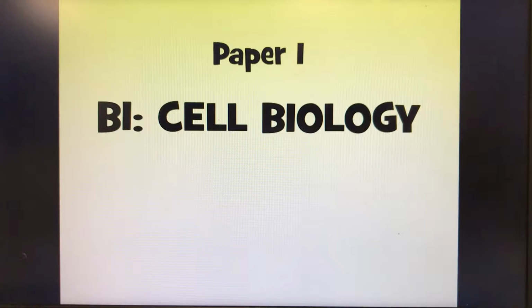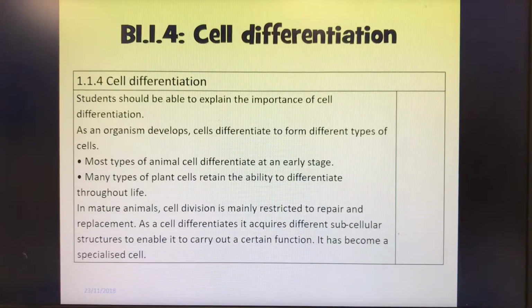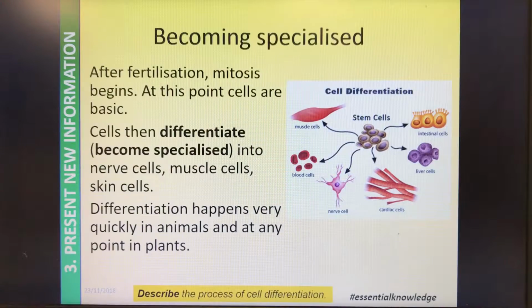This video is looking at the B1 topics, cell biology, looking at specialised cells and cell differentiation. So at the beginning, after fertilisation, so when the sperm goes into the egg, mitosis begins. At this point in time, cells are those basic cells, the basic animal cell, the basic plant cell that we looked at in the eukaryotes and prokaryotes video.